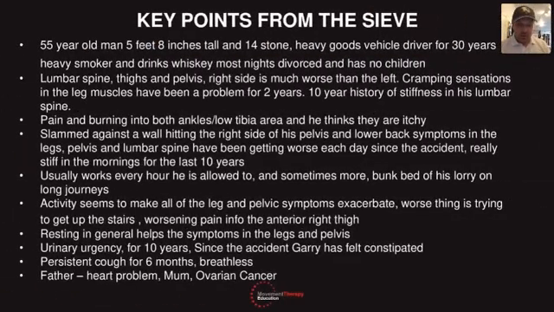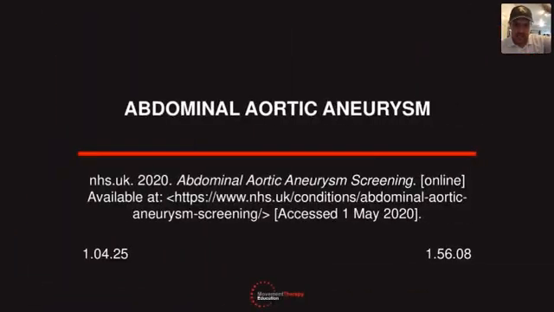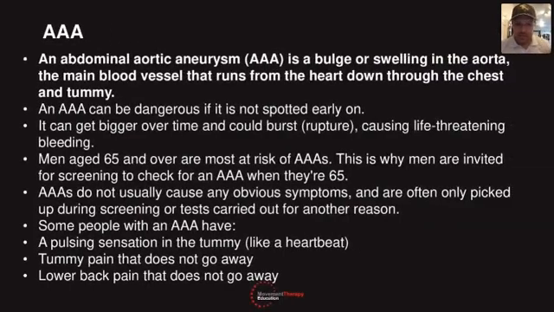Okay, so you've got your main aortic branch, and then you've got your descending abdominal aorta. You can have problems with that, which are aortic aneurysms. Now you know what they look like. So these are the issues that you can have. A AAA is a bulge or swelling in the aorta, the main blood vessel that runs from the heart down through the chest and through the tummy. And you've seen where they go now.